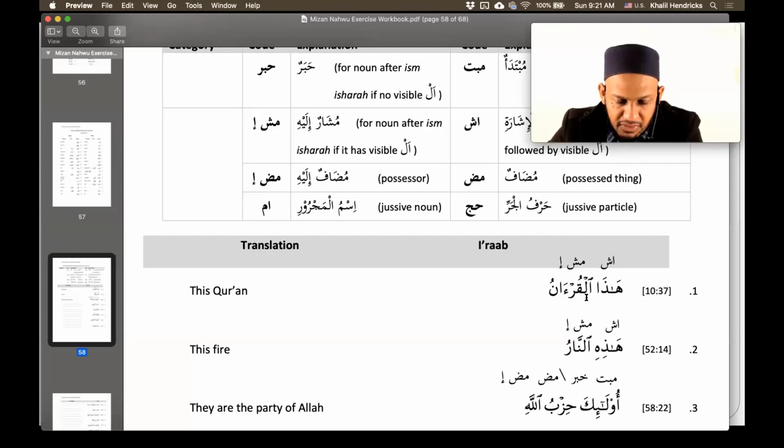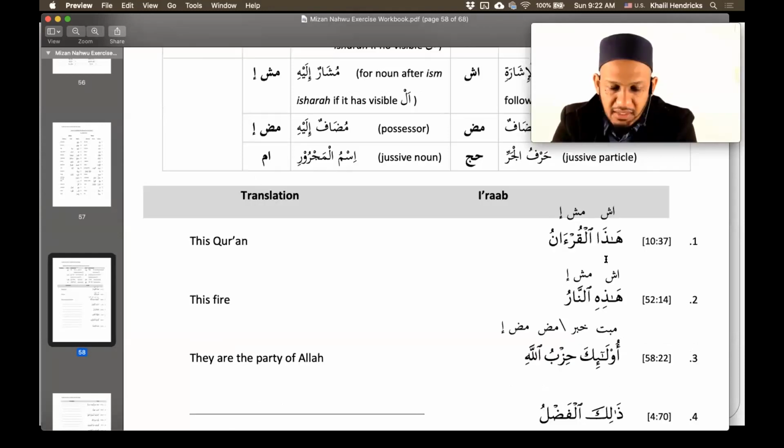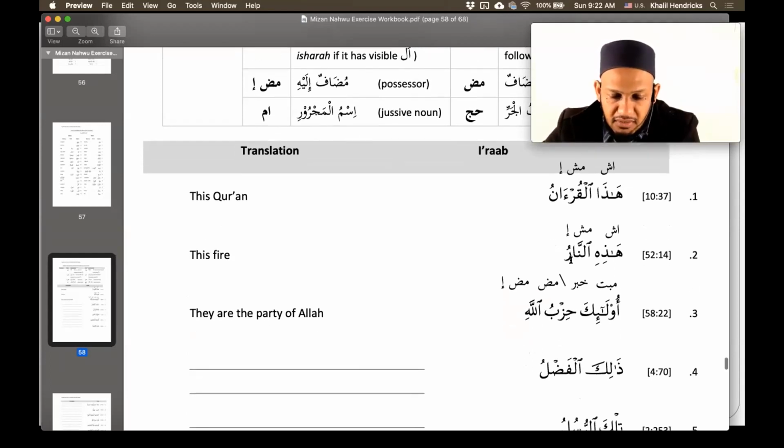Okay. Number 2. هذه النار, and again nar is one of those female words. It's deemed feminine, like ard and shams. Nar is deemed feminine, like dar as well. So therefore you say هذه. هذه means this for a female thing, and naru, the fire. So هذه النار, this fire. The هذه is ismul ishara, and the nar is musharun ilayhi.